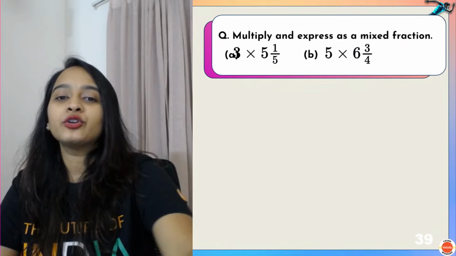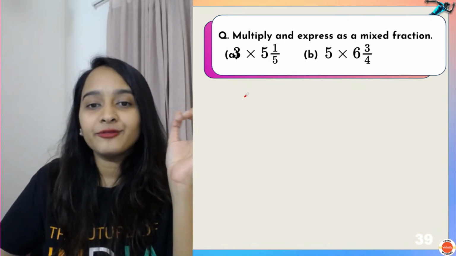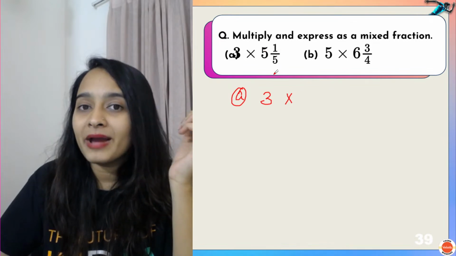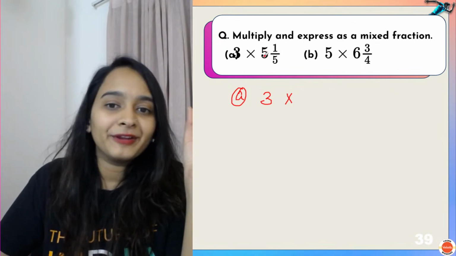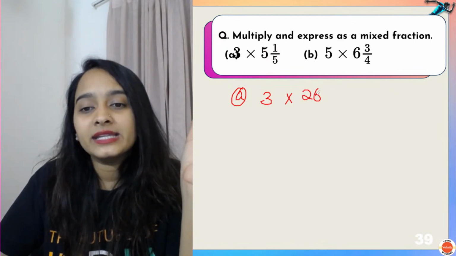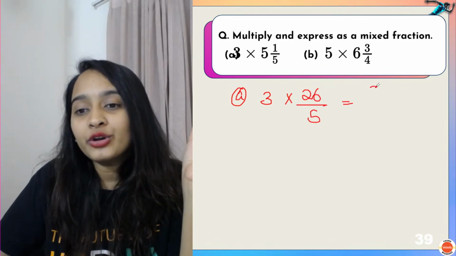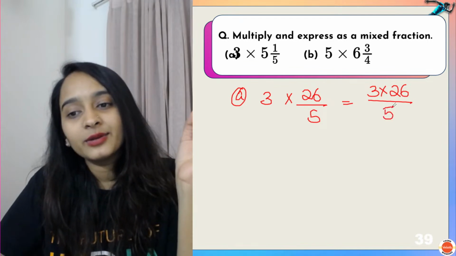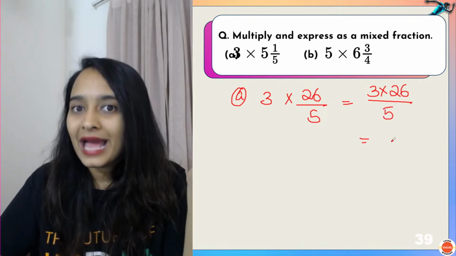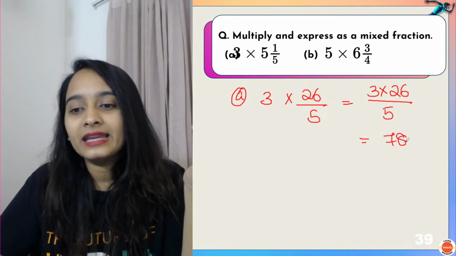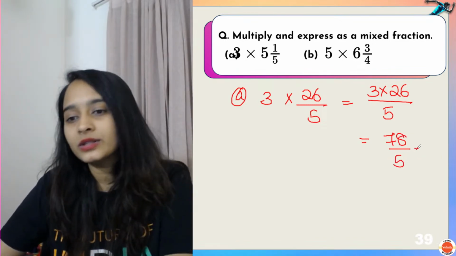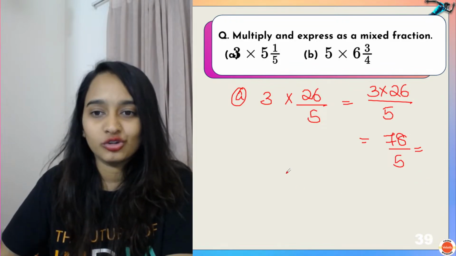Let us answer a few questions here. Multiply the following: 3 multiplied with 5, 1 by 5. 5 into 5, 25. 25 plus 1, 26 by 5. So what should we do? Multiply the numerator with the numerator, denominator with the denominator. There is no cancelling here, right? So 78 by 5. Leave it here. Okay, you can convert this into mixed fractions also.